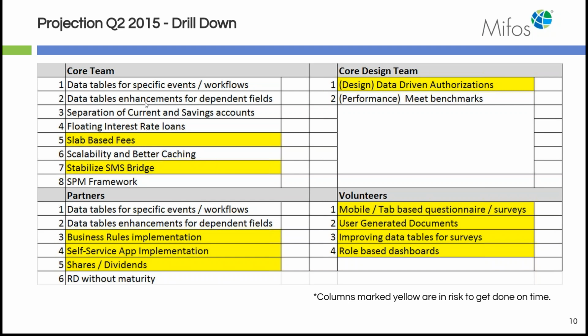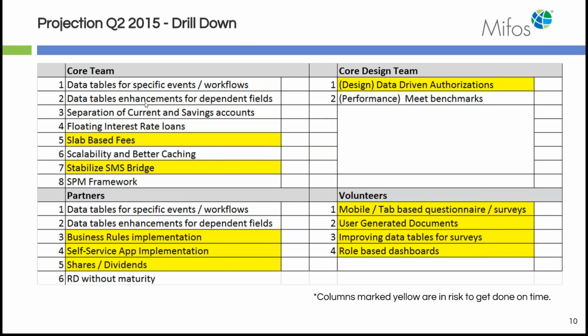Then we're hoping that we get the business rule specification and self-service app specification far enough that a partner could take that up. That's why it's in yellow. And the last, shares and dividends, is also in yellow because we do not have any commitment there right now from a partner. And volunteers, that's all yellow because nobody really committed to it right now, but it would be nice if somebody would.